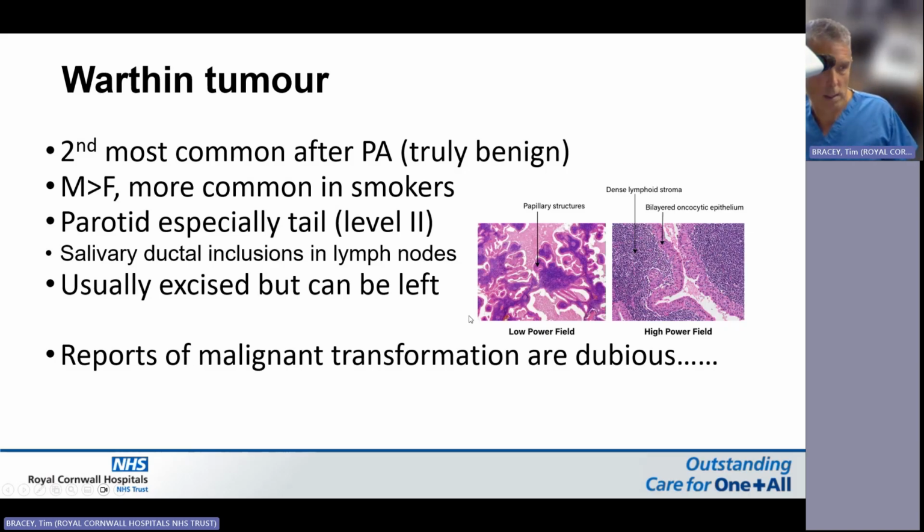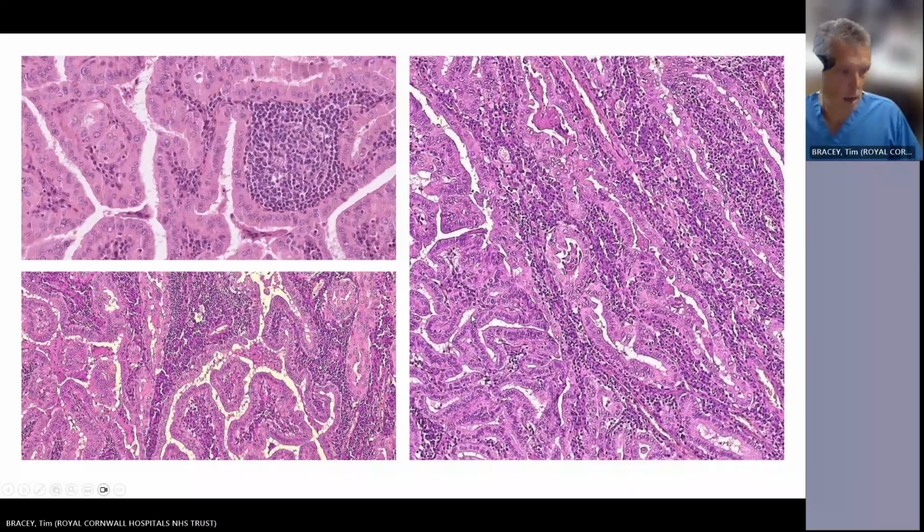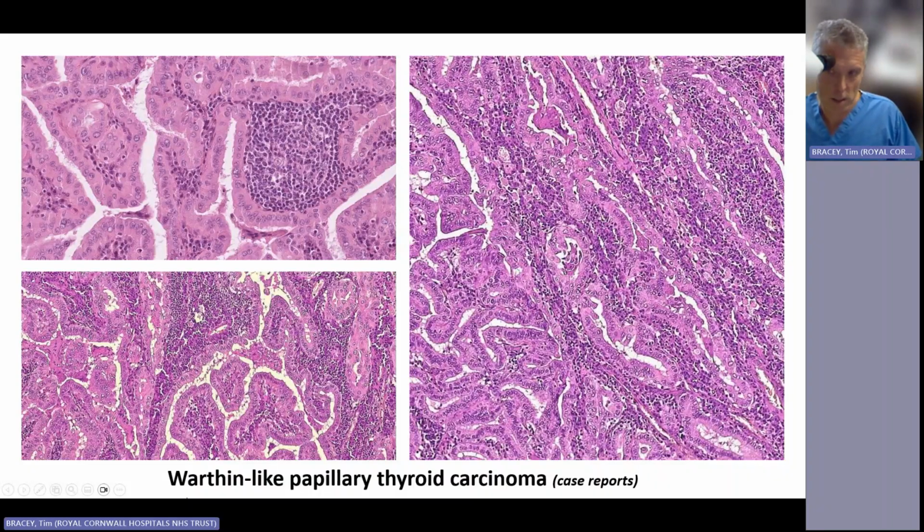One of the possible reasons is there's something called a Warthin-like papillary thyroid carcinoma. And you can see how much this looks like Warthin's tumor. It's got a lymphoid cuff. It's got this sort of oncocytic-looking appearance of the epithelium, but it doesn't have a dual layer. And actually, it's got papillary thyroid nuclear features as well, the orphan Annie eyes, the sort of rounding up. This is probably a variant of tall cell papillary thyroid carcinoma, which you may well have talked about with Effie, I'm not sure.